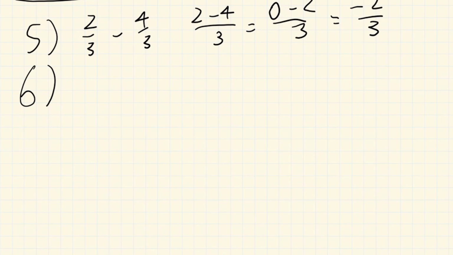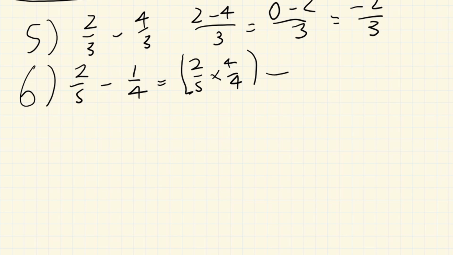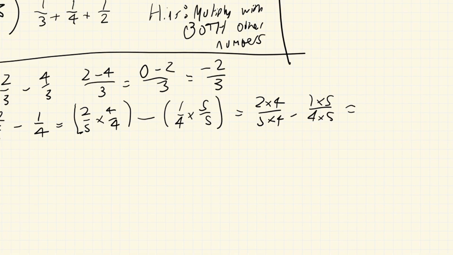Question 6. 2 divided by 5 minus 1 divided by 4. Well, the bottom number is 4 for the second one, so we times the first one by 4 over 4. And the bottom number is 5 in the first one, so we times the second number by 5 over 5. And then we subtract the second number, which is 1/4, times 5 over 5, because that was the denominator in the first number. So we get 2 times 4 over 5 times 4 minus 1 times 5 over 4 times 5. And that is 8 over 20 minus 5 over 20.